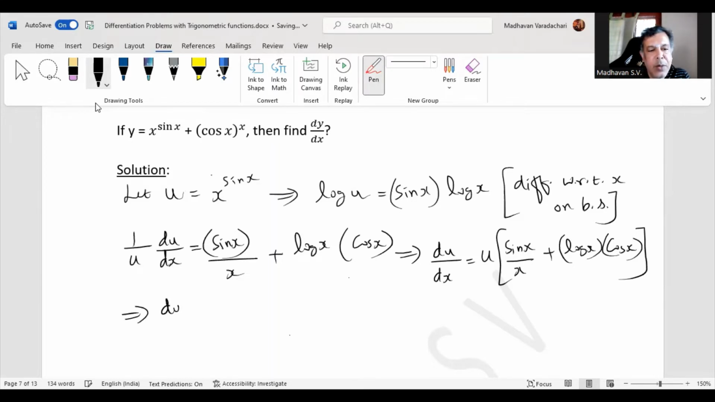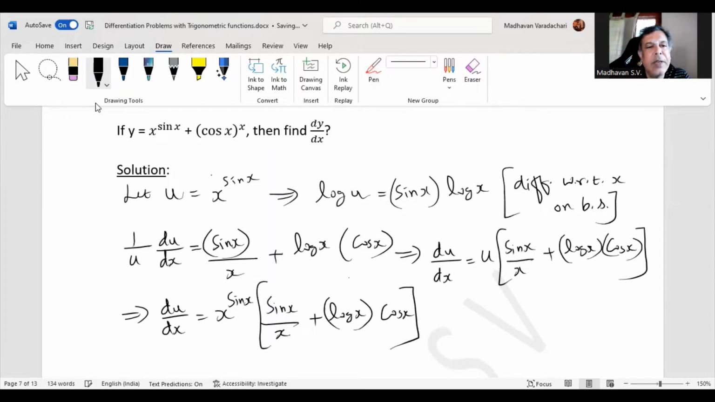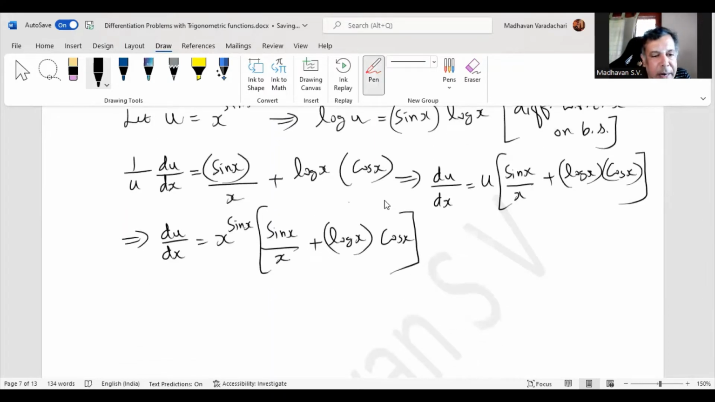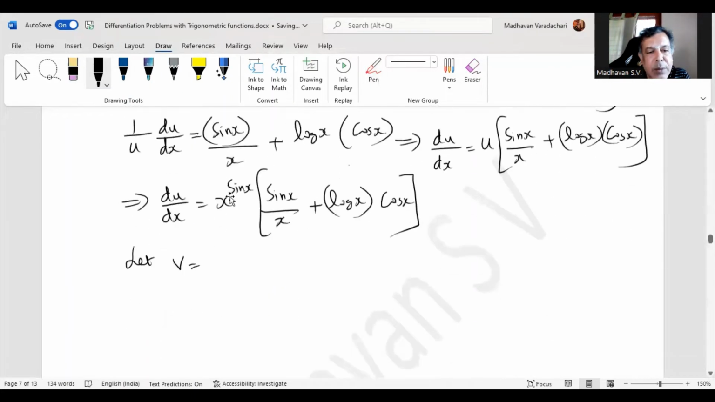which means our du by dx will be, what is u? It is x to the power of sin x times (sin x by x plus logarithm of x times cos x). So we get our du by dx. Now let us consider the second term as v. Let v be equal to cos x to the power of x.